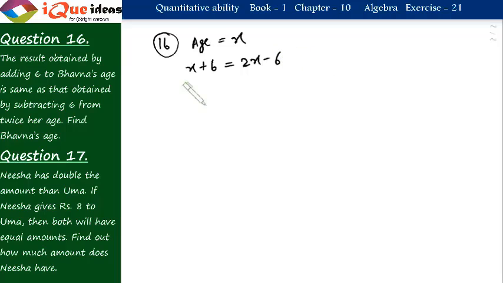That's it. So send x to the right hand side and bring the 6 to the left hand side. It is 6 plus 6 equal to 2x minus x. So the required age of Bhavna is 6 years. That's it.